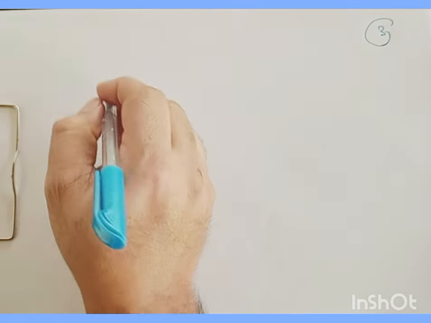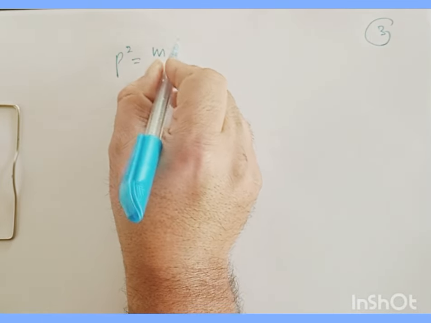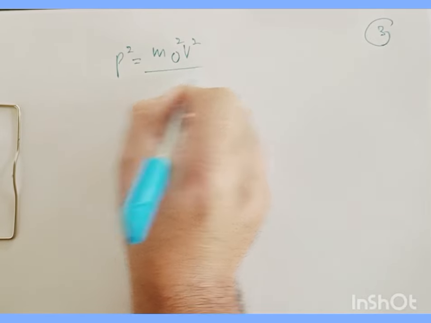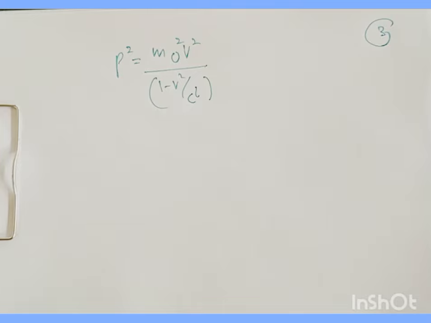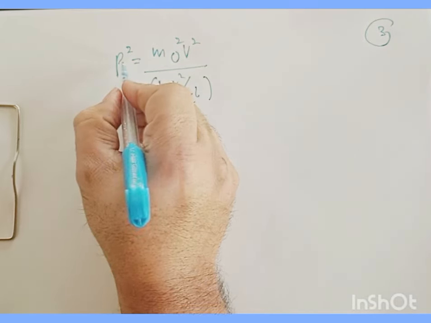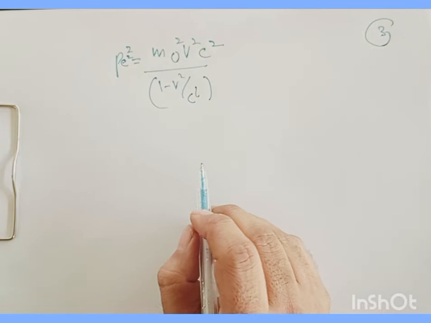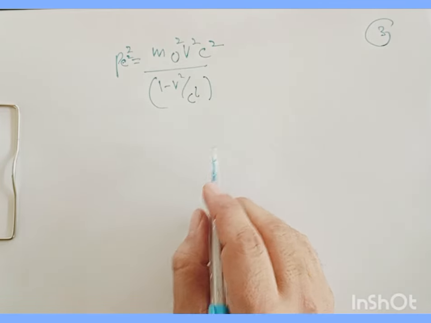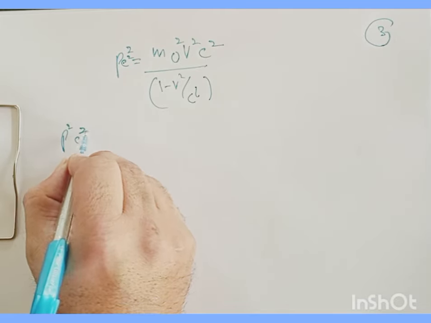So on scattering, I will get p squared is equal to m naught squared v squared by 1 minus v squared by c squared. Let me multiply this equation with c squared. So this will be here c squared, and here I'll have the c squared. So I can make the transformation. I mean, this is p squared c squared.